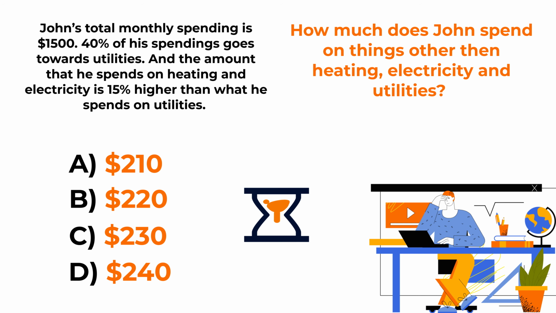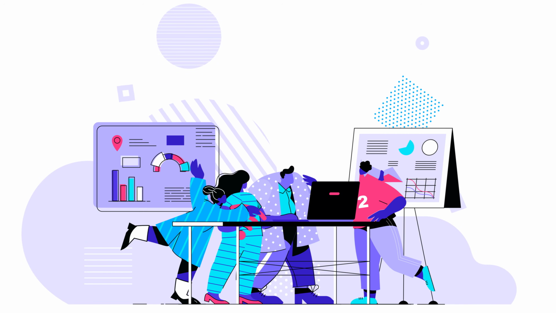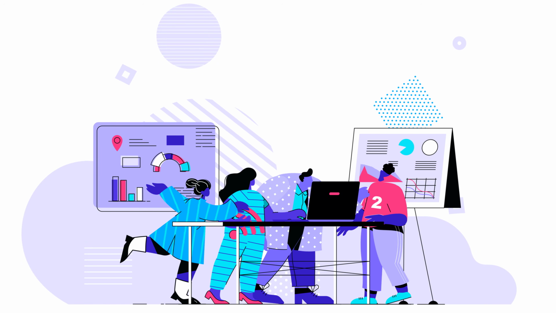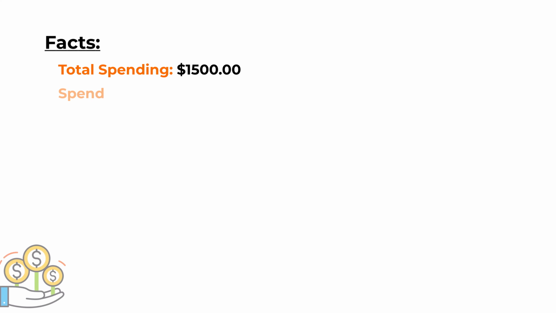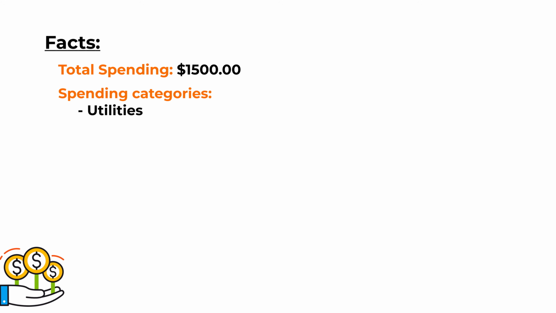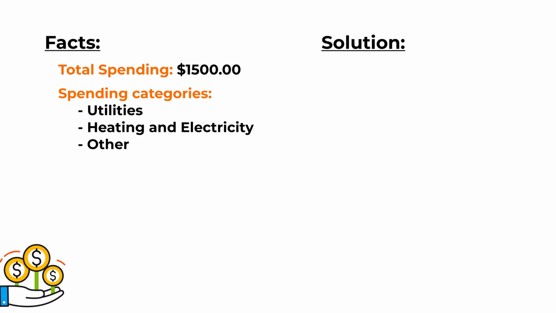Do you see the answer? Please feel free to pause this video and think how you can calculate the amount, because the answer may not be obvious. Ready or not, I am going to move forward and teach you how to do calculations so we can get to the correct solution together. Let's first look at the factual information. Total spending is $1,500, and spending categories that we've learned about are utilities, heating and electricity, as well as others. Because there are 3 spending categories, let's calculate the values in each one based on the data that we have.